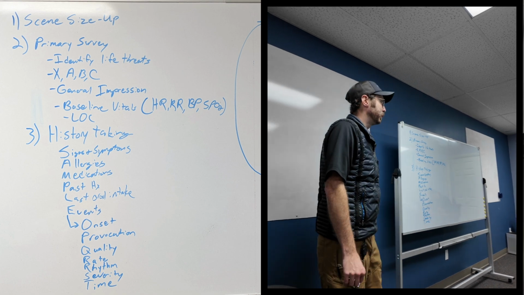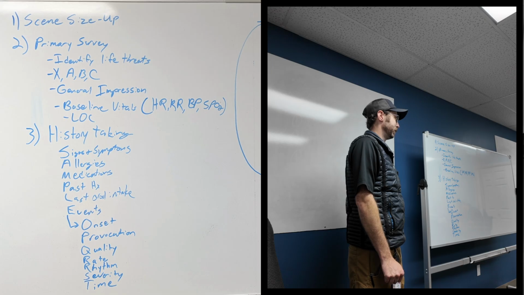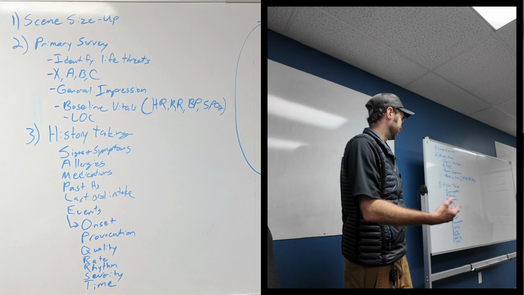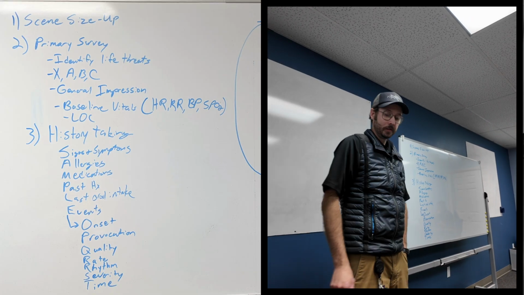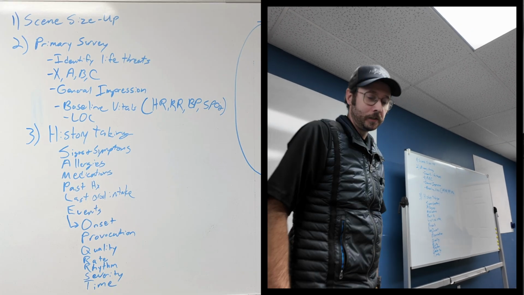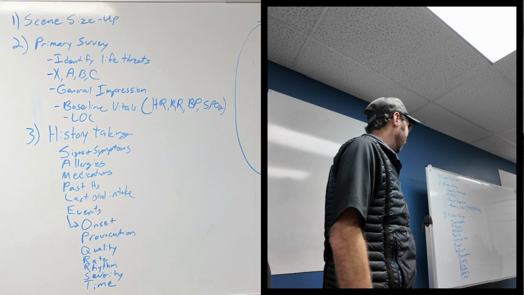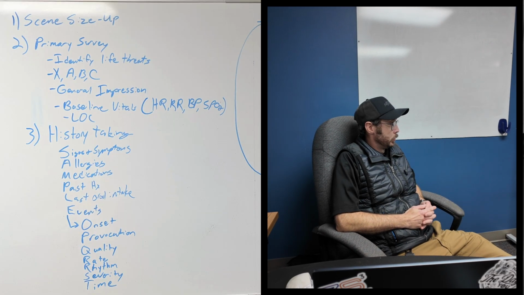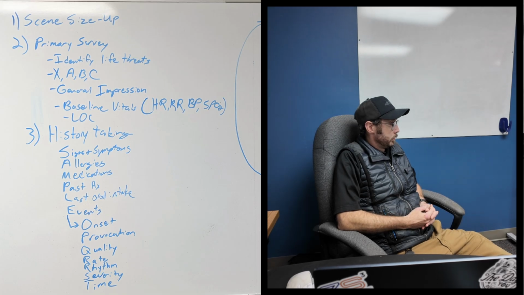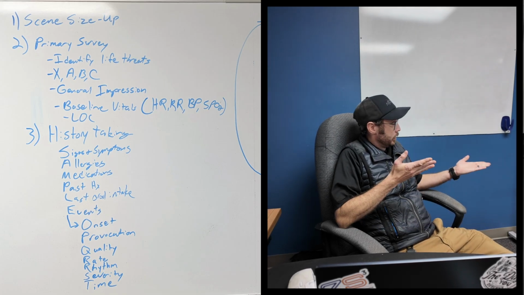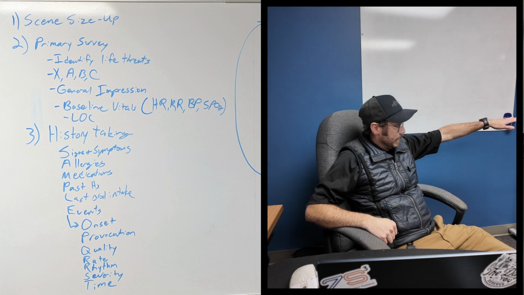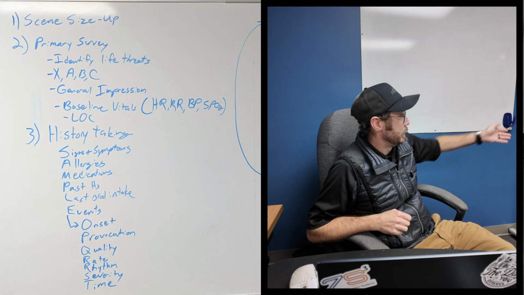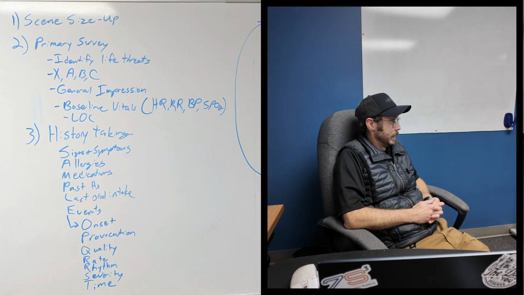All of the stuff for that OPQRST falls under the events category. So onset, provocation, quality, rate, rhythm, severity, and time. So OPQRST should be done on every history taking because OPQRST is how you get all of the answers to the events leading up to us being there. Does that make sense? So OPQRST is how we answer events. Realistically, that is how you tie that into every assessment that you do. That is where it falls.